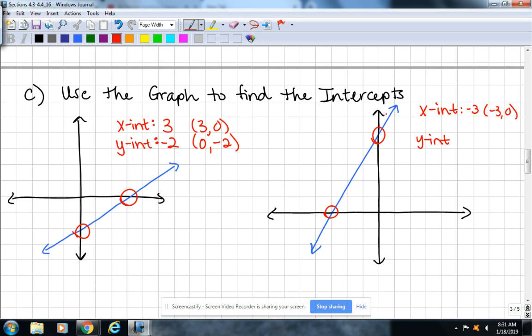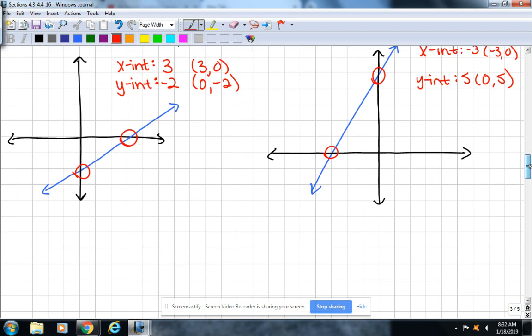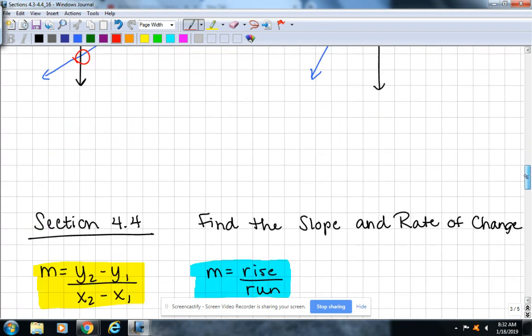1, 2, 3, 4, 5. It's 5, so the point 0, 5. So any questions about finding intercepts if they give you a graph? Easy as pie. All right, that is the end of section 4.3.